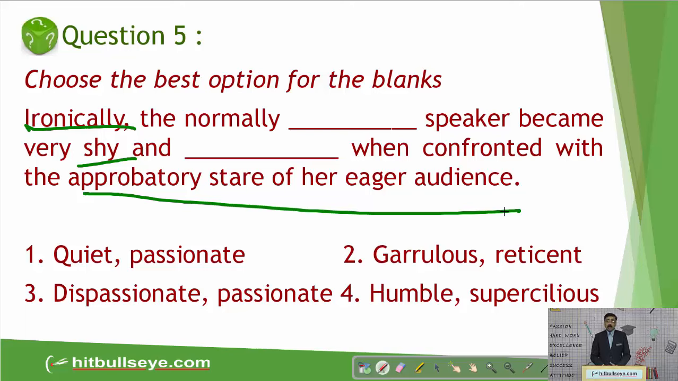So ironically means opposite to what you anticipate or what you think. So normally the speaker became shy, and is used to join 2 similar nature words. So shy will go with the word which is similar to or at least essence wise equal to shy, and the word is reticent, means reserve. And normally ironically means first blank should be opposite to the second blank. In first blank, it would be opposite to reticent, which is garrulous or talkative. Therefore, the answer would be second option.